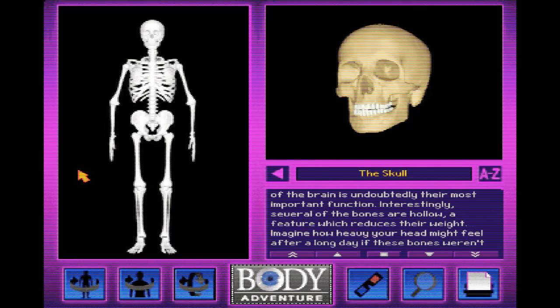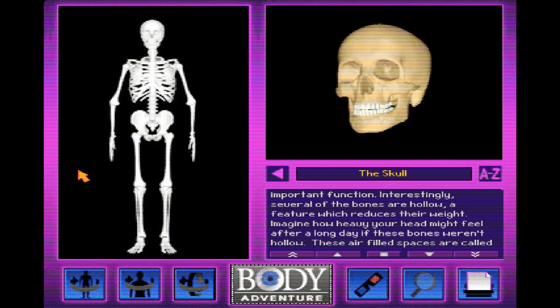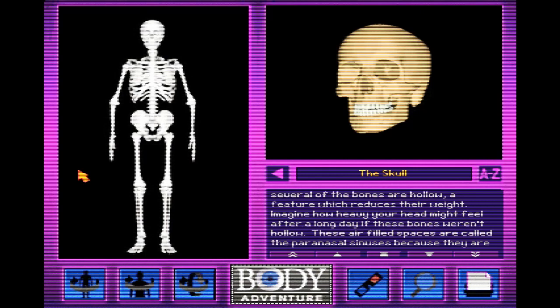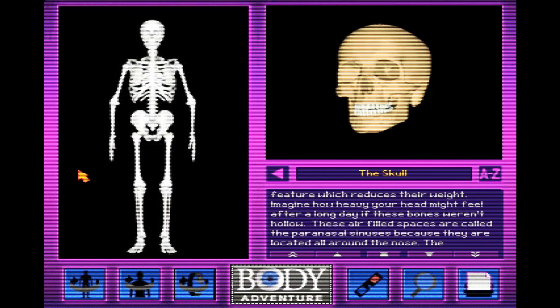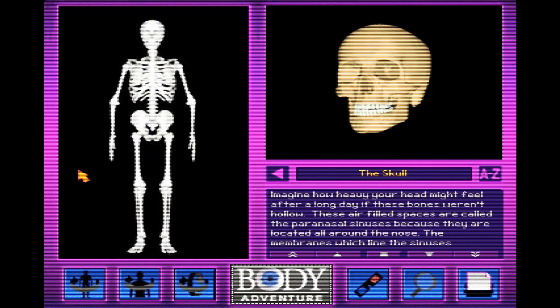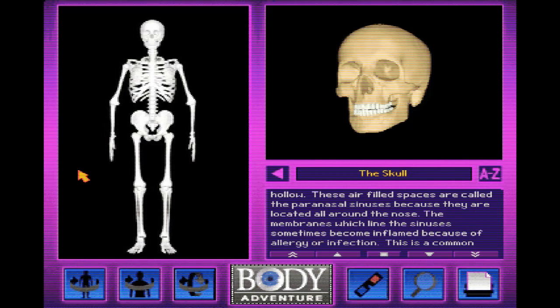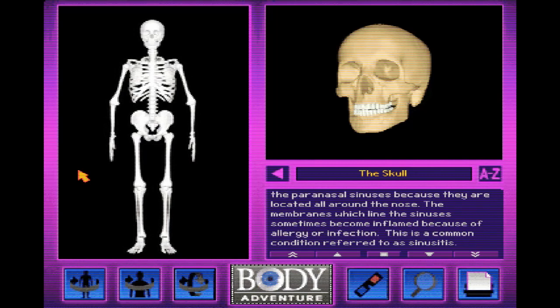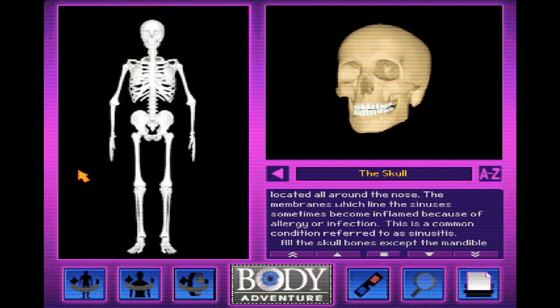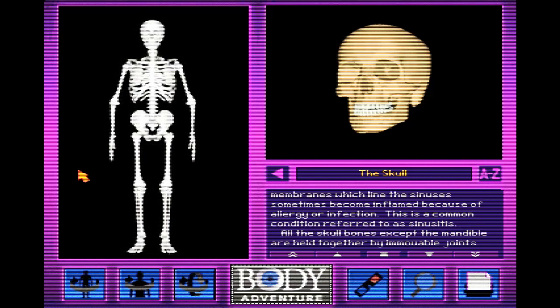Interestingly, several of the bones are hollow, a feature which reduces their weight. Imagine how heavy your head might feel after a long day if these bones weren't hollow. These air-filled spaces are called the paranasal sinuses because they are located all around the nose. The membranes which line the sinuses sometimes become inflamed because of allergy or infection. This is a common condition referred to as sinusitis.